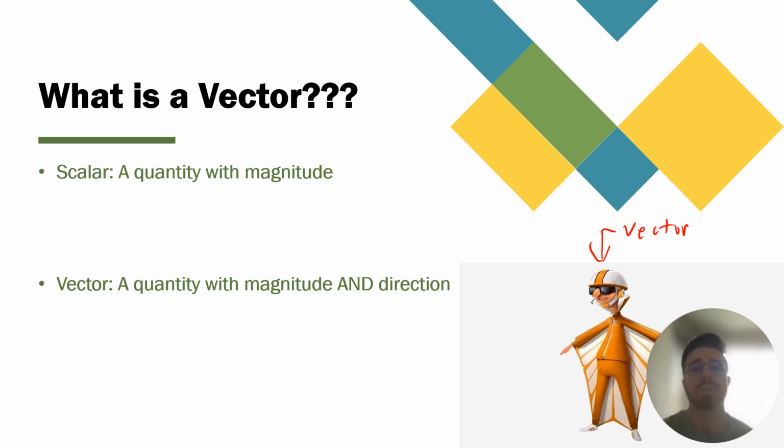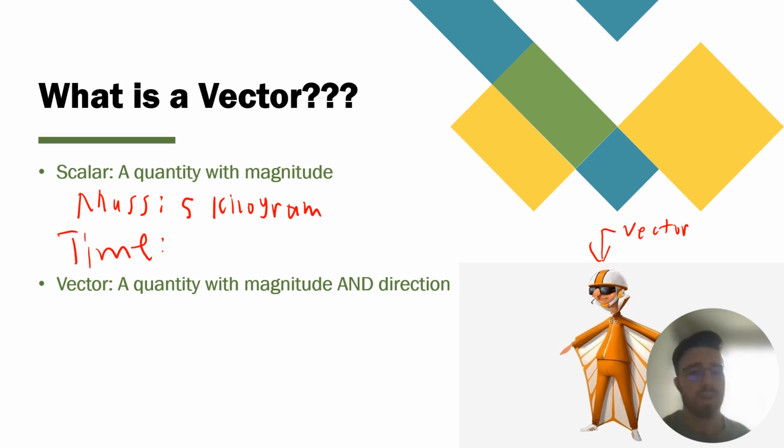So a scalar is a quantity with magnitude. This could be something like mass, for example. You could say 5 kilograms. A ball with 5 kilograms, it's a quantity and it has magnitude. You could also say time, for example, 5 seconds. This is just a quantity with magnitude. Quantity being 5, and we're magnifying it by seconds.